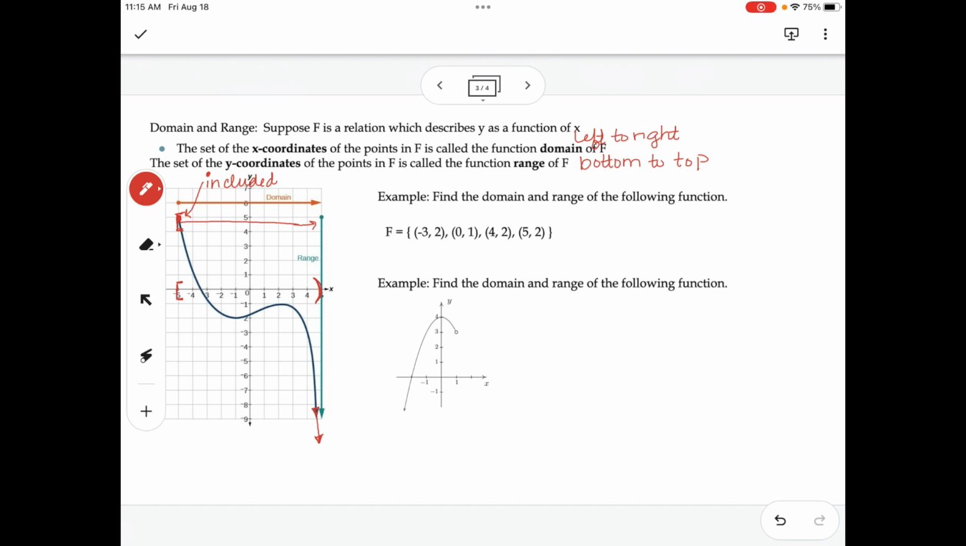It looks like a vertical asymptote. So our domain goes from -5 included all the way till +5, but excluded because it's not actually going to touch it.